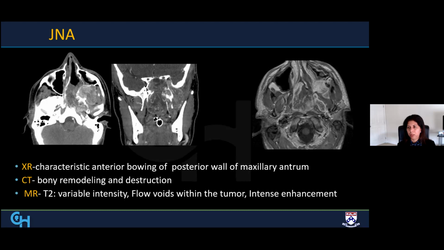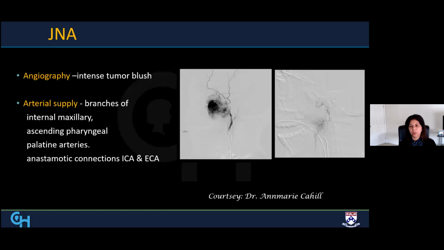This is on MR, and because they are highly vascular, they show intense enhancement, and it's the characteristic location. Look at the normal pterygomaxillary fissure on the right side, and this is where it started, and then it can go in multiple directions once it's spread. On radiographs, the characteristic bowing of the posterior wall of the maxillary antrum on lateral radiographs was characteristic, and bony remodeling and destruction is seen on CT. On MR you can see variable intensity on the T2, but because it's highly vascular, you can see flow voids and intense enhancement and aggressive local destruction and spread.